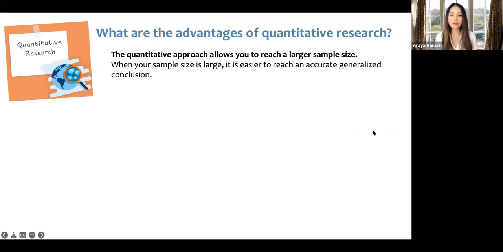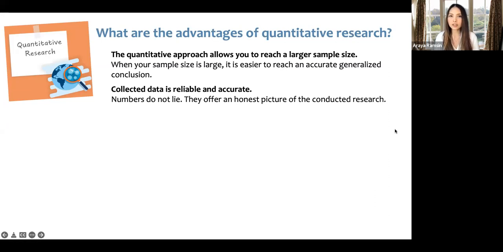The very first advantage is that the quantitative approach allows you to reach a larger sample size. When you have the ability to study a larger sample size, then it is easier to reach an accurate generalized conclusion. A larger sample makes it less likely that the outliers in the study group can adversely impact the result that you want to achieve. So that's the first good thing of using quantitative research.